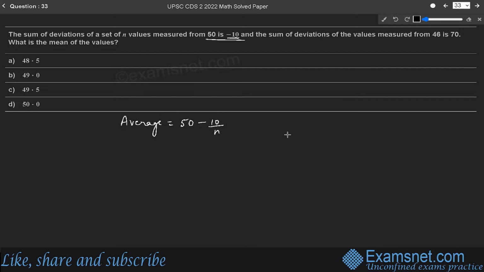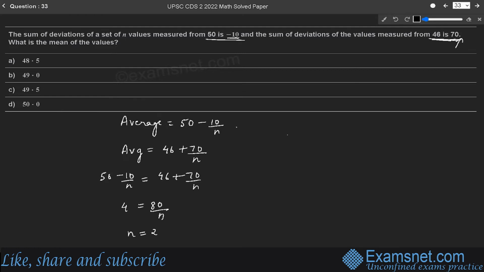Also for the second condition, which is the sum of deviations of the values measured from 46 is 70, the average will be equal to 46 plus 70 by n, because here it is a positive 70. In the first condition, it was minus 10, therefore we wrote minus 10 by n. Now you know that both are the average, meaning both should be equal. So 50 minus 10 upon n is equal to 46 plus 70 upon n. On further solving, it will be 4 is equal to 80 upon n, and n will be equal to 20.